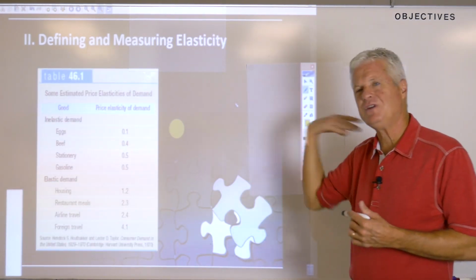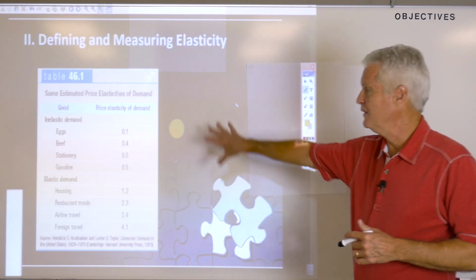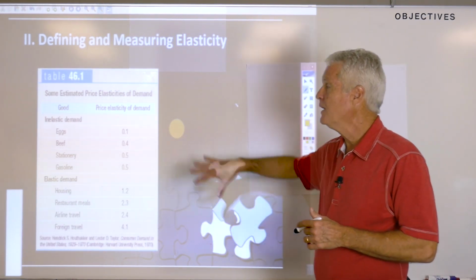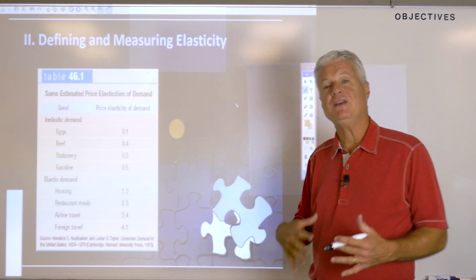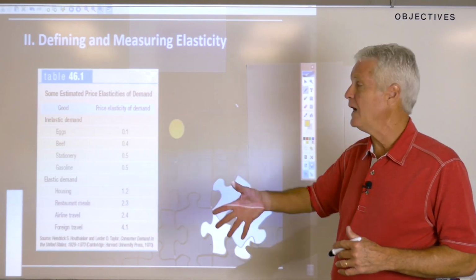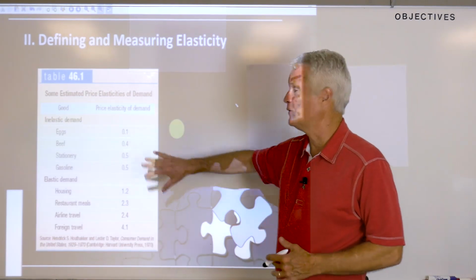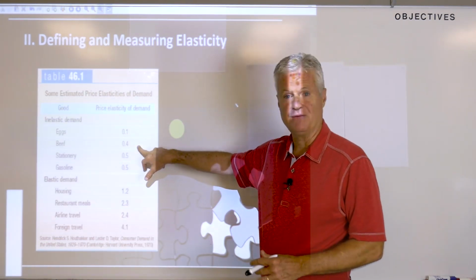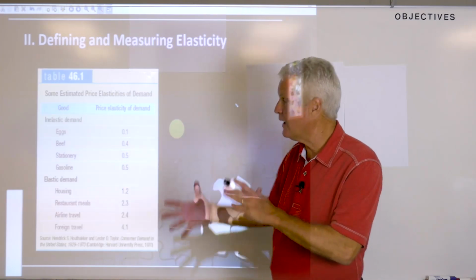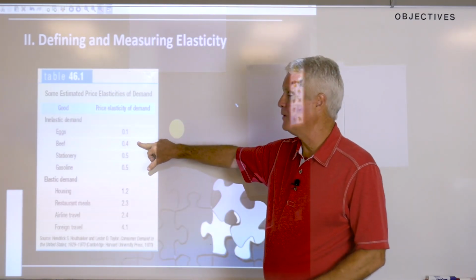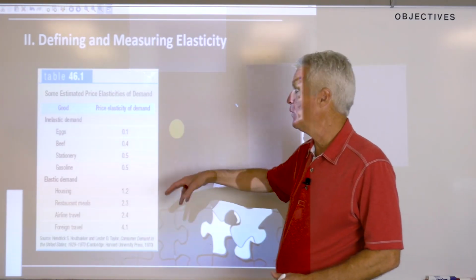Okay, I want to give you just some examples, and this is right out of your Krugman book, of inelastic demand, things where when the price changes, we don't react a whole lot. Eggs, really low, right? They could double the price of eggs, we'd still buy a lot of them. Beef, not quite like eggs, but we still buy beef. So if they raise the price, we still buy it.